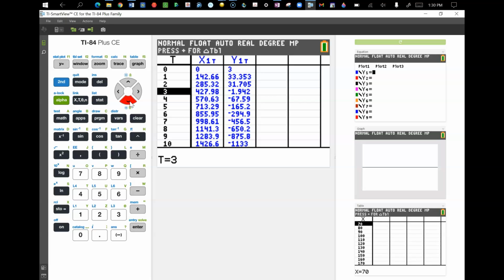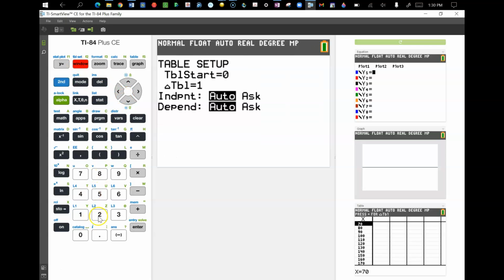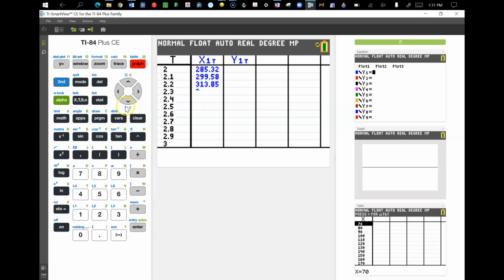So somewhere between 2 and 3 seconds, the vertical switches from positive to negative, so we know the ball hits the ground. You'll also notice that somewhere between 2 and 3 seconds, the ball's horizontal is between 285 and about 427. So it's possible we have a home run here, but we need to take a closer look. So we're going to set our table up to start at 2 seconds and go up in 0.1 second increments.